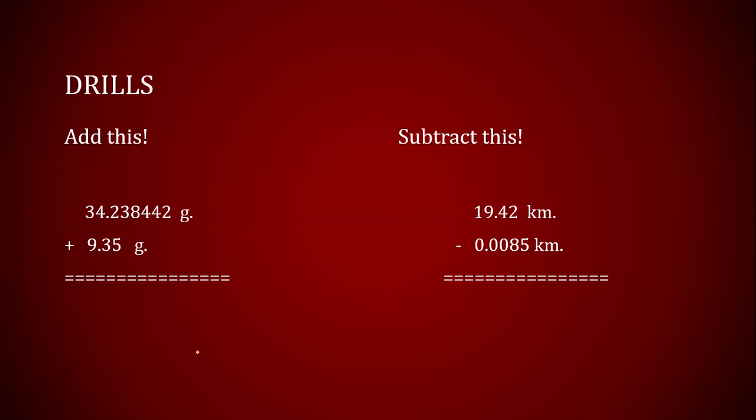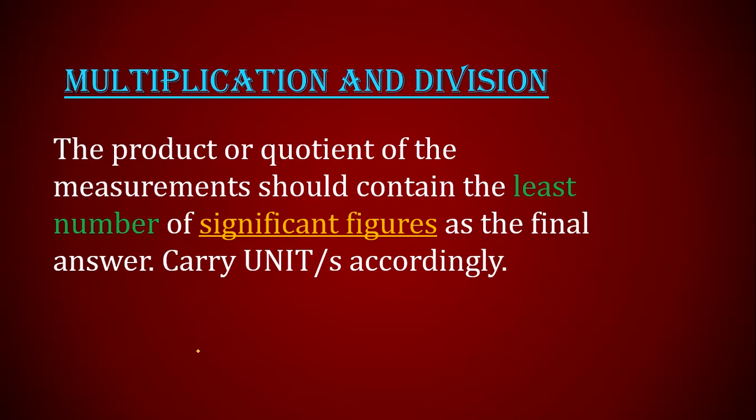All right, I'm going to proceed to the last two operations, multiplication and division. The rule now is the product or quotient of the measurements should contain the least number of significant figures. This time, we're talking about significant figures. As your final answer, carry unit or units accordingly. Let's look at some examples.